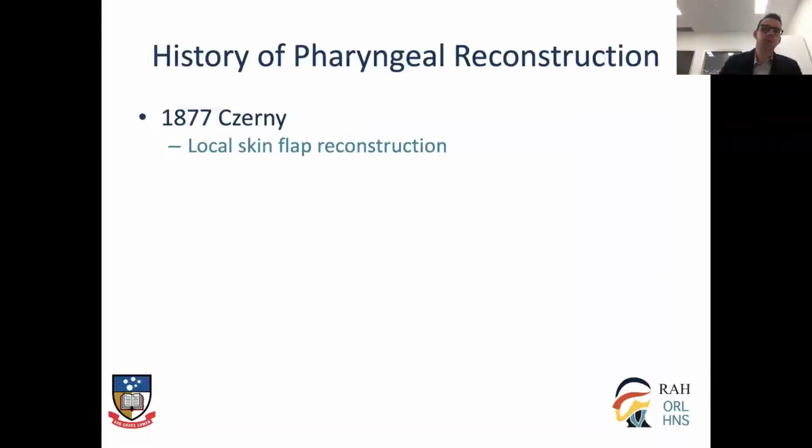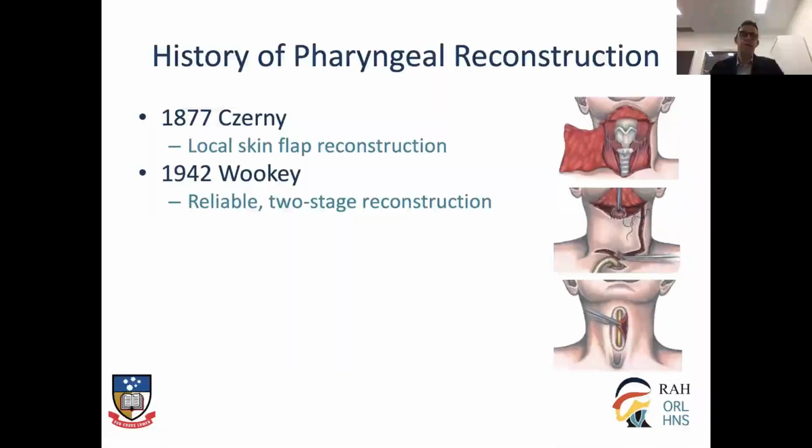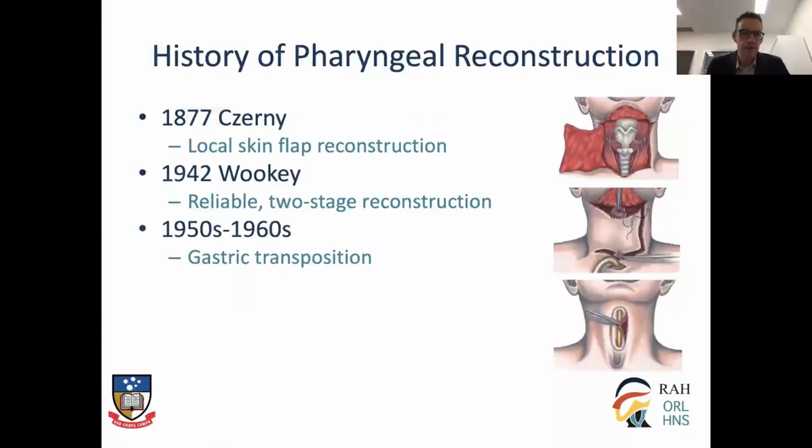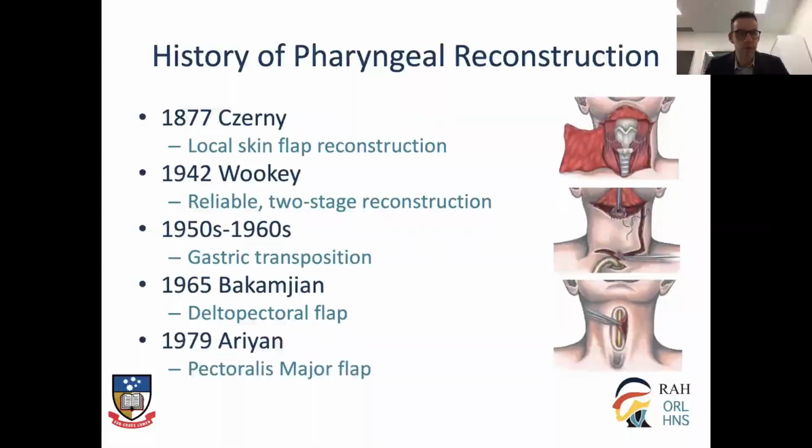The history of pharyngeal reconstruction goes a long way back and certainly has progressed on since the 1800s. The Wookey two-stage reconstruction was a very reliable approach used in the mid-1900s. Gastric transposition became a feature of this type of reconstruction in the 1950s. The deltopectoral flap was first described by Bakamjian in the 1960s and proved a workhorse until the pec major flap was described in the late 1970s. And this became a real workhorse in pharyngeal reconstruction until the advent of microvascular reconstruction.